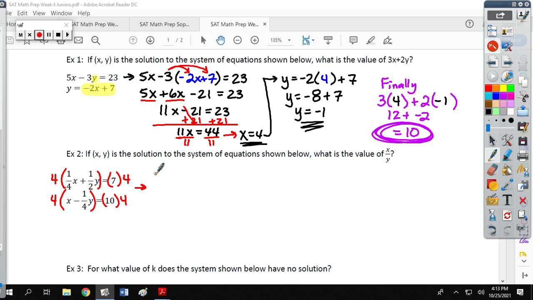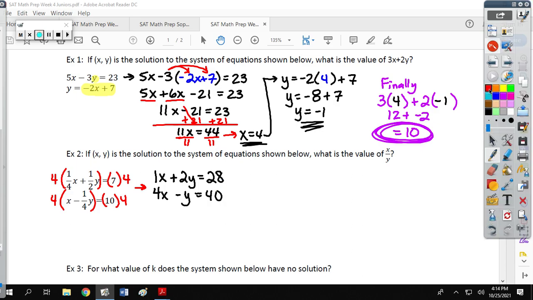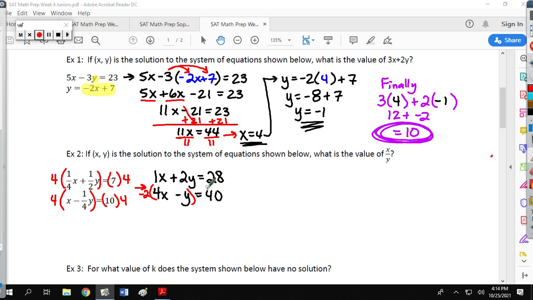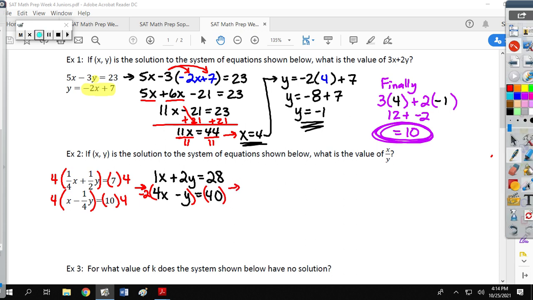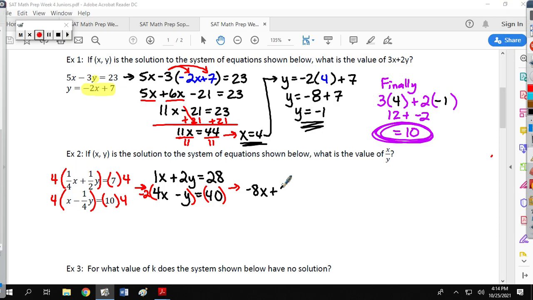I would do that first, and the main reason is to get rid of the fractions. That turns the system into x plus 2y equals 28, and 4x minus y equals 40. Those, quite frankly, are much better numbers to work with in any system of equations problem than fractions. So once I've gotten rid of the fractions, I would evaluate this and say, well, if I multiply the second equation by negative 2, that would turn the second equation into negative 8x plus, I'm sorry, by 2, not negative 2.